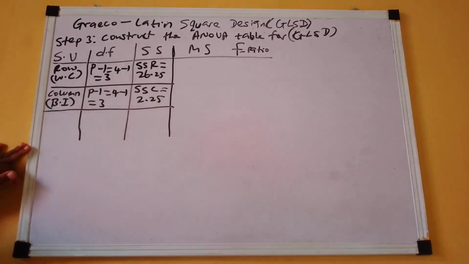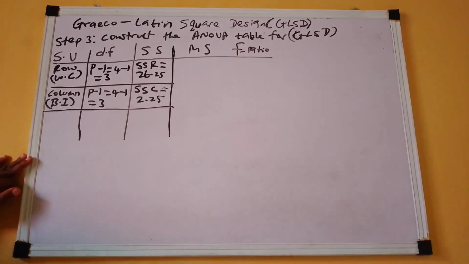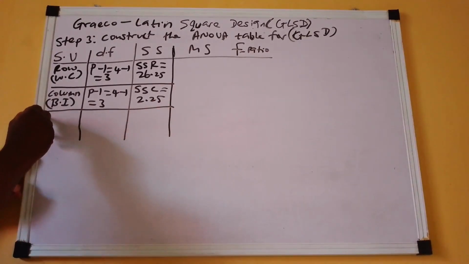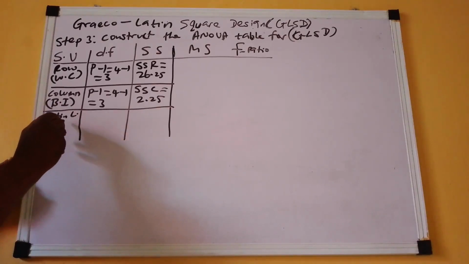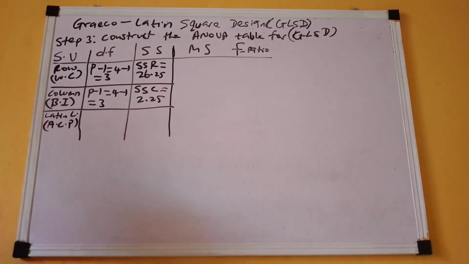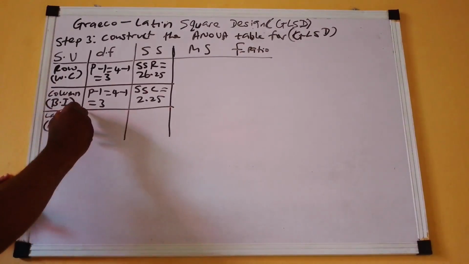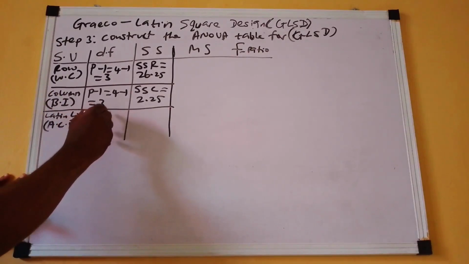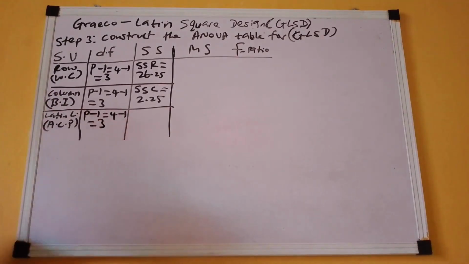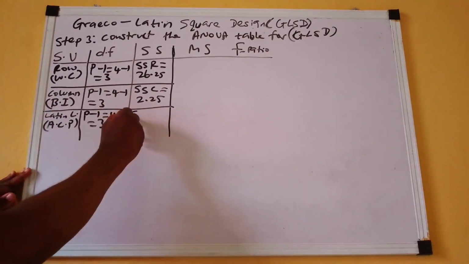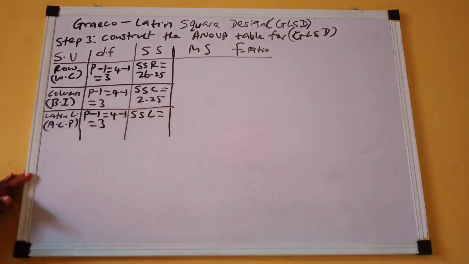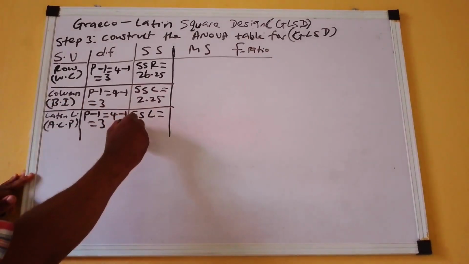Then the next one is for the Latin letters, and these are the IU cement products. So the degrees of freedom also is P minus 1, and this goes to 4 minus 1, and that is equal to 3 for the IU cement products. Then the SSL, sum of square for the Latin letters, is 5.25.